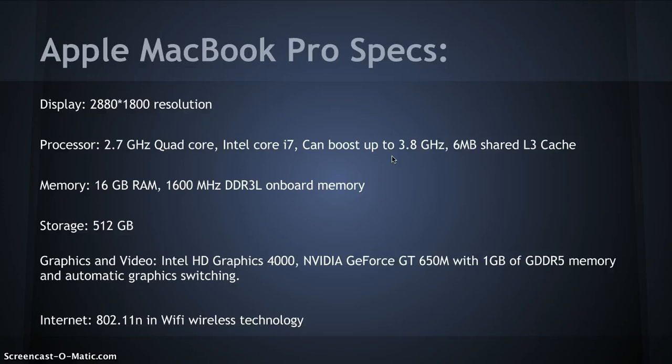The specs of it are 2880 by 1800 resolution, a processor of 2.7 GHz quad core, along with the Intel Core i7. It can boost up to 3.8 GHz, and you are given 6 megabytes of shared L3 cache. Memory is 16 GB of RAM, 1600 MHz DDR3L onboard memory. Storage 512 GB. Graphics and video: Intel HD Graphics 4000, NVIDIA GeForce GT 650M with 1 GB of GDDR5 memory, and automatic graphics switching. This meets the minimum requirements for the following games. Internet is provided by 802.11n Wi-Fi wireless technology.